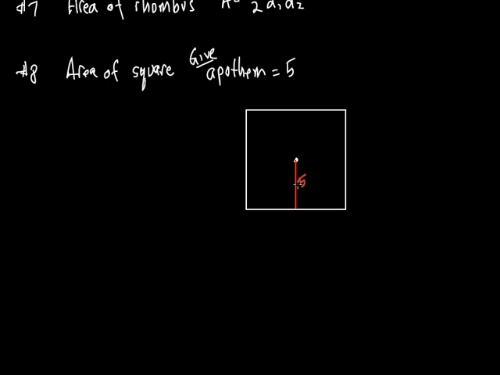You can make a triangle. Okay, so where do you want to make it? From here to the corner? Okay, like that.